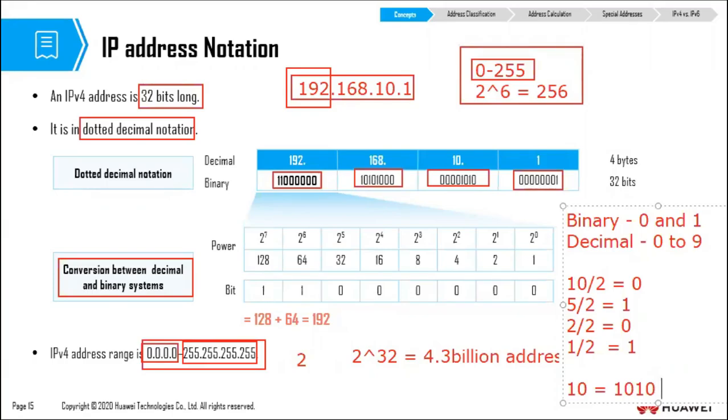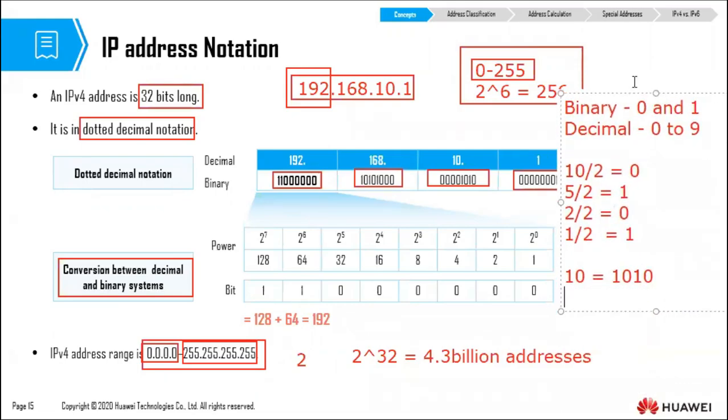So let me show you now how to go back. How do we go back from binary to decimal? Binary to decimal. Okay, so binary to decimal.